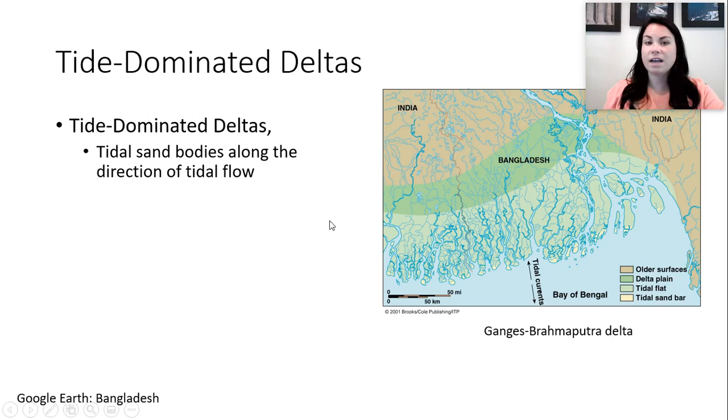Okay, next is a tide-dominated delta. This is where tidal sand bodies along the direction of tidal flow are deposited. So this is where the tide goes in and goes out, and so we have a lot of consistent deposition due to tides. And so an example of this is near Bangladesh in the Bay of Bengal.